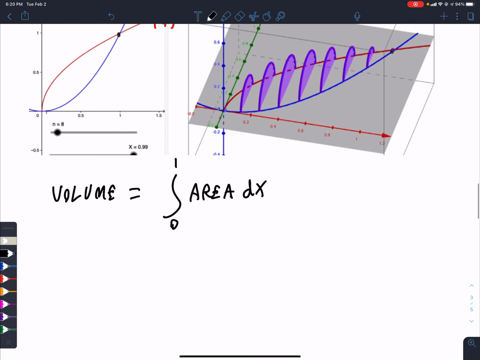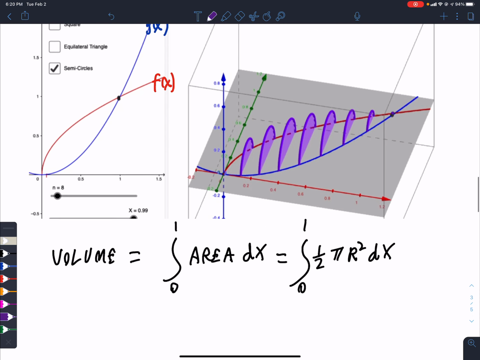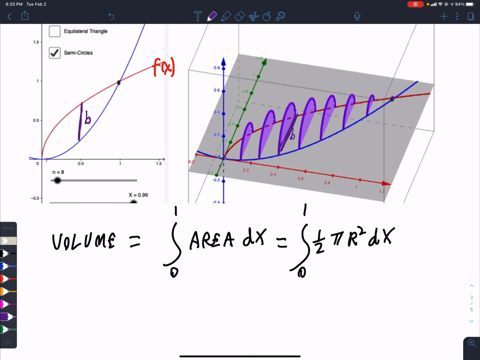But what's the area of a semicircle? It's going to be 1/2 pi r squared dx. But now we have to find r, and this is where you have to be careful. So let me draw one of these in. I'm going to call that b again, because we've done that so many times. This distance is b. So b, as we've done a million times, is f of x minus g of x.